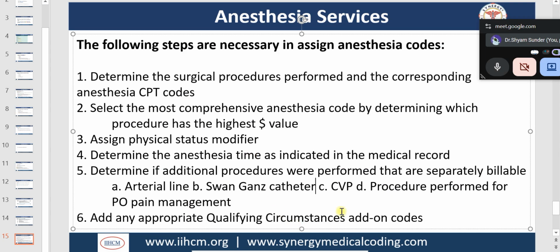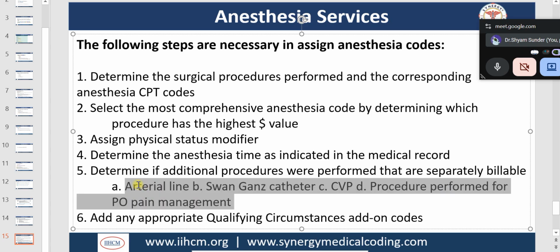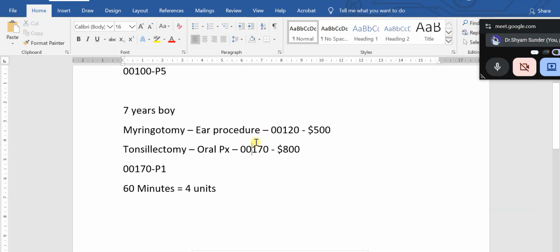But for this, you will get codes from the surgery section. Arterial line, you will get from the 30,000 series. This is again 30,000. This is the 90,000 series. This is 30,000 series. This is 60,000 series. So codes for these procedures come from totally different sections. These are not from the zero series. And under the second step, you have codes from the zero series.